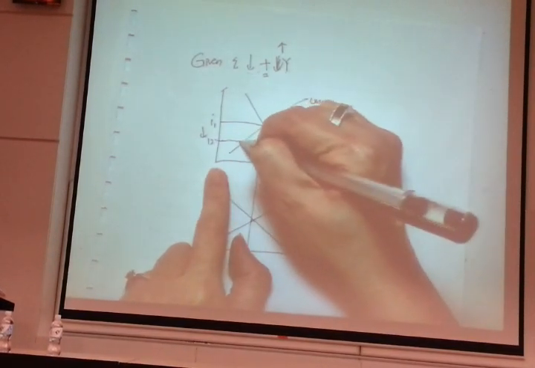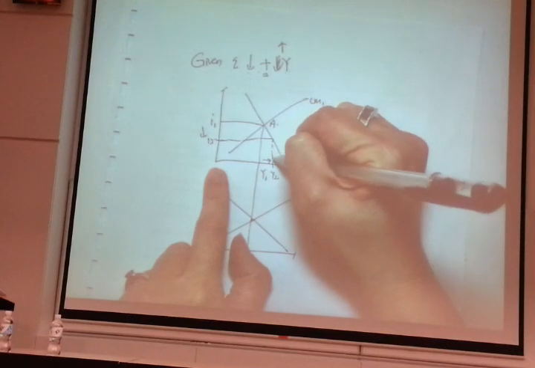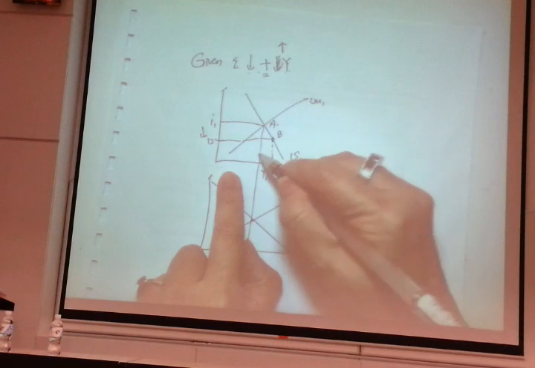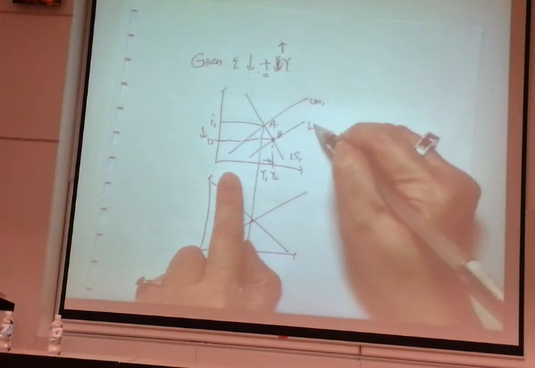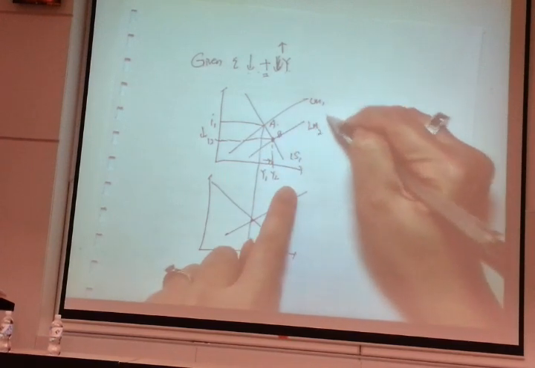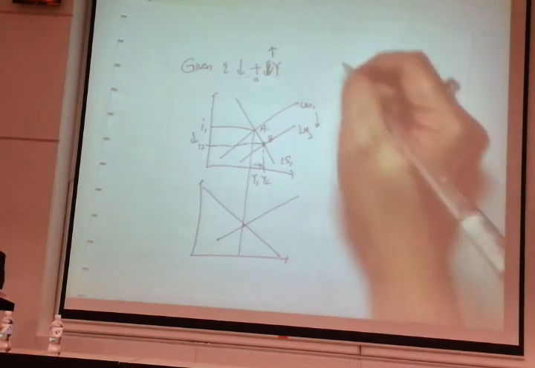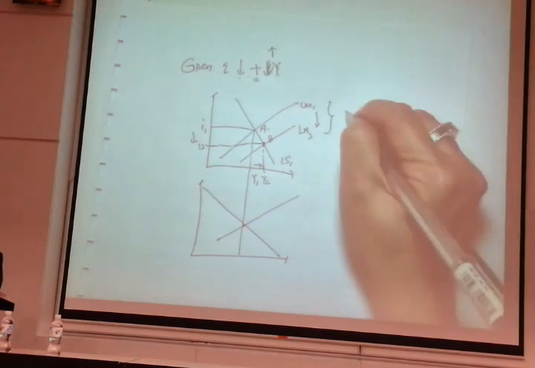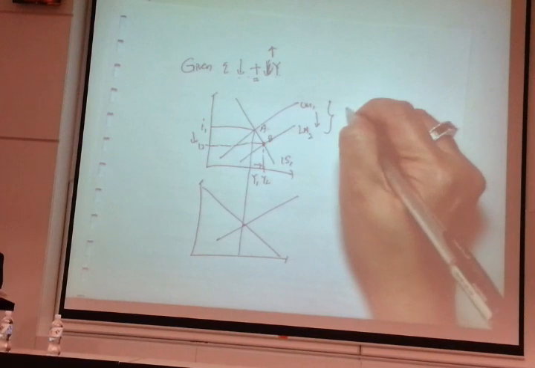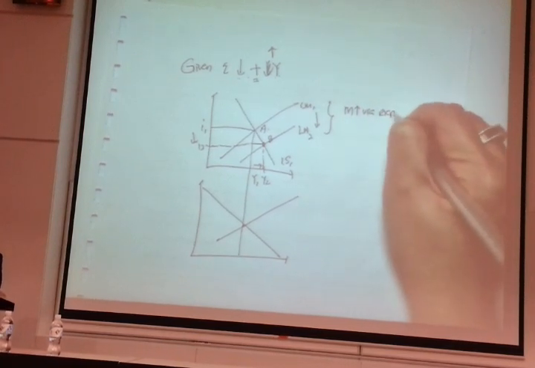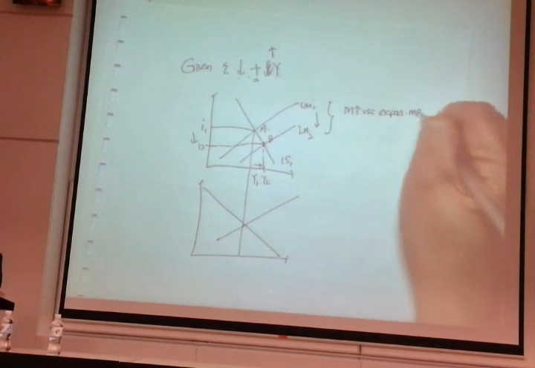If you map out your I2 with your Y2, it can only happen with LM shifting down. Alright, it can only happen with LM shifting down. So I check through. How can LM shift down? Either M increases, and this is expansionary monetary policy.